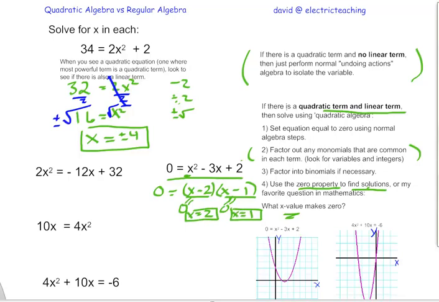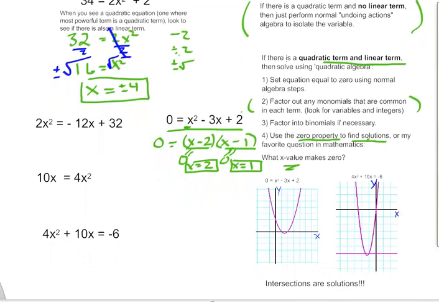Now, I always tell my students right off the bat that why we're doing this is that we're trying to find intersections on a graph. In this case, I'm looking at this parabola, which is my x squared minus 3x plus 2 parabola here. That parabola hits the y equals 0 line, that's the x-axis, in two places. 1 and 2. That is the solution to this, but it is also the intersection of two equations, or two graphs. Keep that in mind. All right, let's try another one.